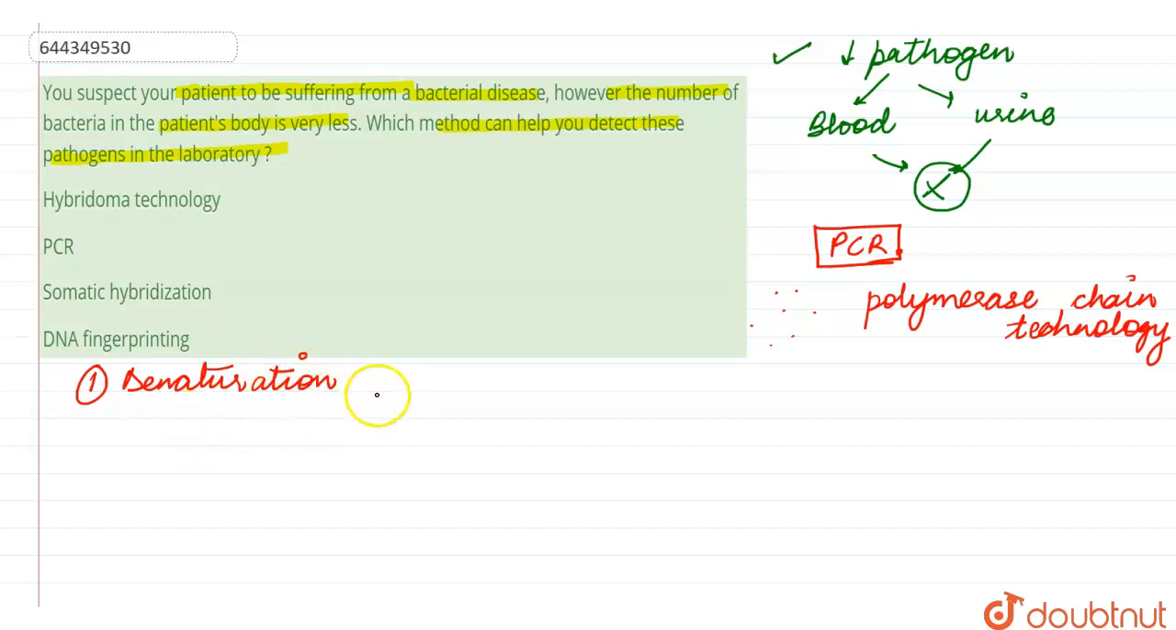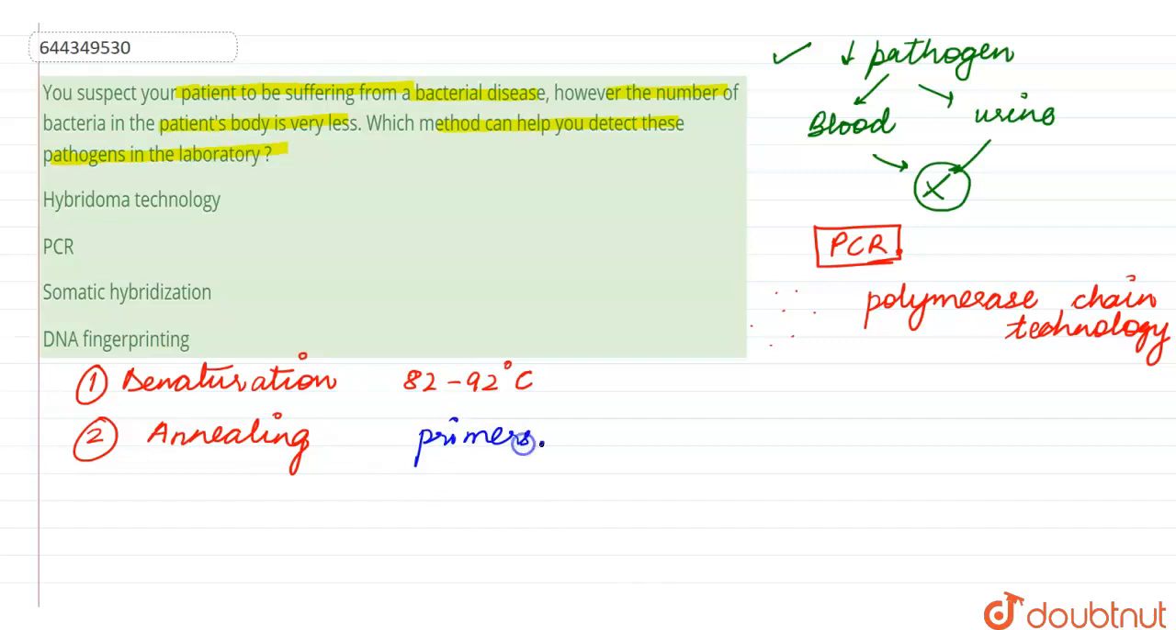When the two strands of DNA are separated at approximately 82 to 92 degrees Celsius, then there is annealing, which is the next step. During the annealing, there is attachment of the primers, which are short chains of oligonucleotides attached to the 5' end at both the DNA strands, and followed by this the third most important step is the polymerization.